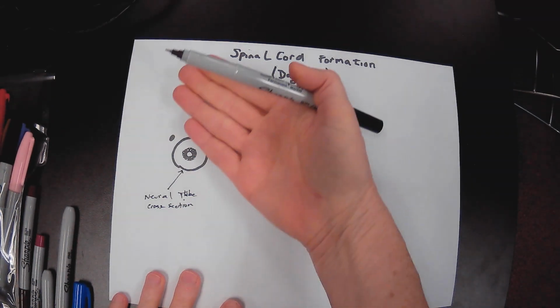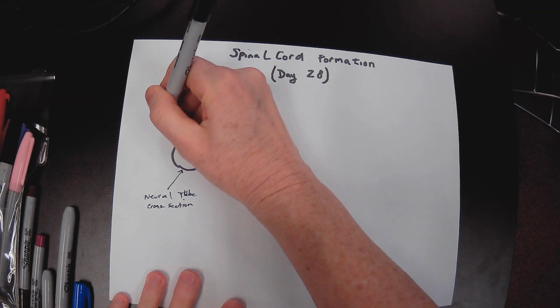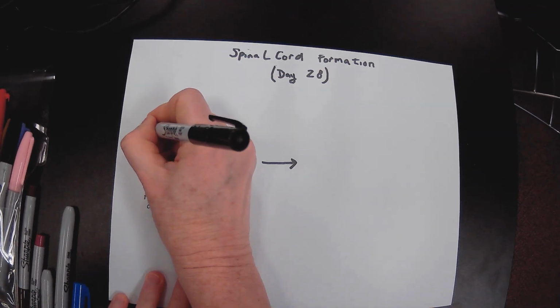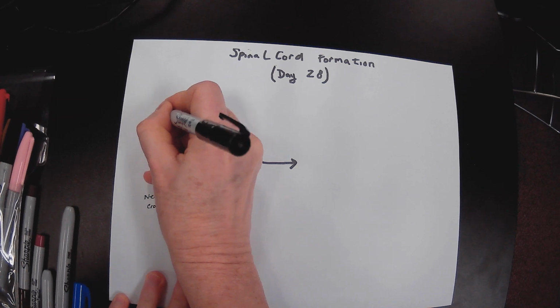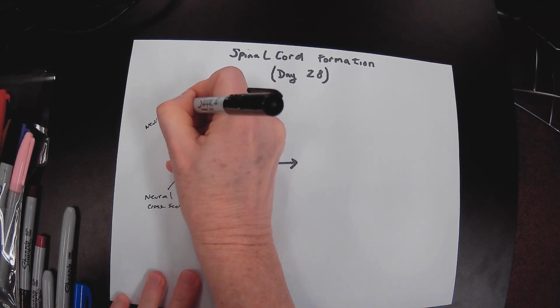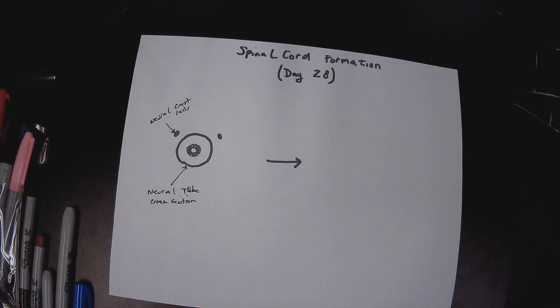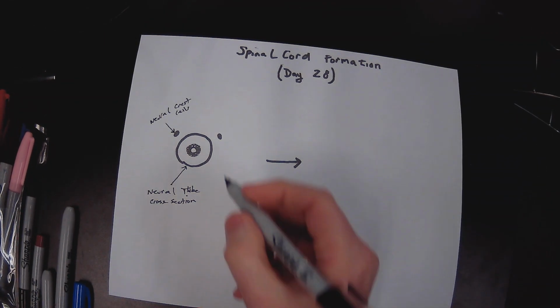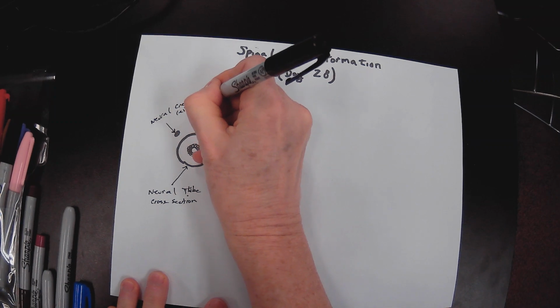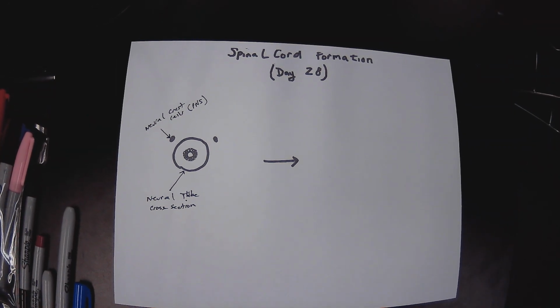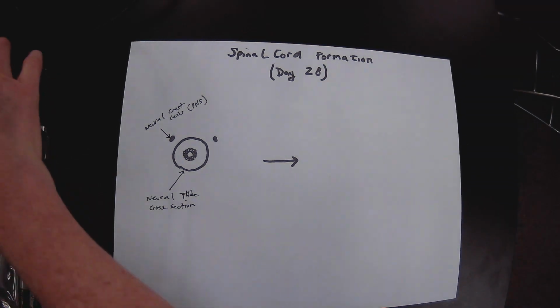Well, if this is a neural tube cross section, what are these little dots up here? Does anybody remember what they're called? Yeah, those are your neural crest cells. And I'll even put neural crest, PNS. In the spinal cord.